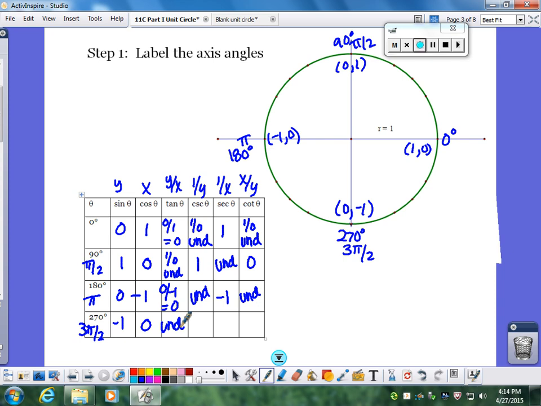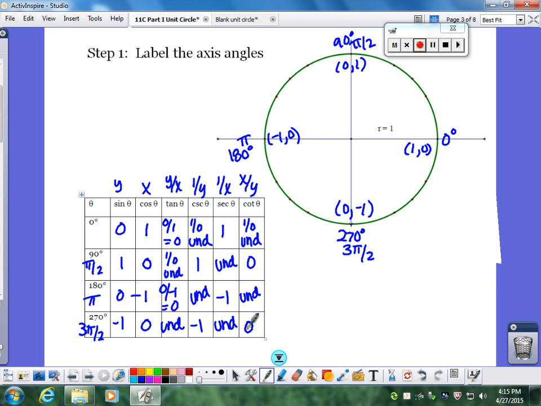The cosecant is the reciprocal of negative 1, so that's going to be negative 1. The secant of 270 is going to be undefined. And the cotangent is going to be the reciprocal of 0 over negative 1, or negative 1 over 0... 0 over negative 1, which is 0. Okay. Alright, those are your quadrant angles.